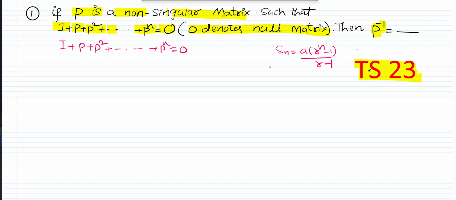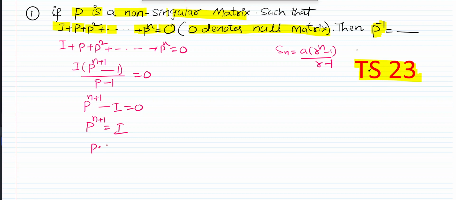Here first term A is I unit matrix, and R the common ratio is P. Substituting in that, I into P to the power of n plus 1, since there are n plus 1 terms, minus 1 by P minus 1 is equal to 0. From this, P to the power of n plus 1 minus I is equal to 0. From this, P to the power of n plus 1 is equal to I.